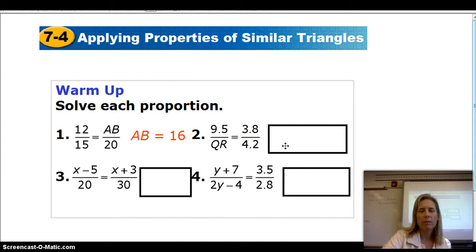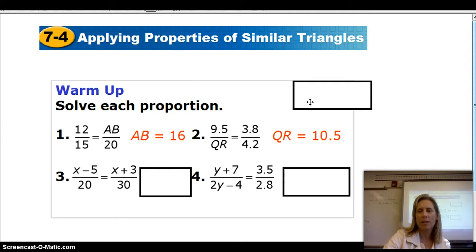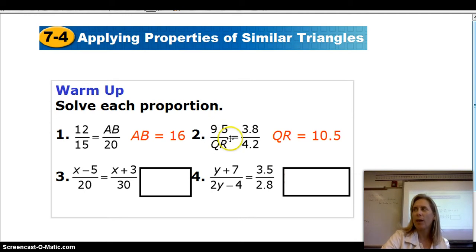And what did you get, Blake? I got 10.2. It should be 10.5. Did anyone get 10.5? Oh, I got 105. That's because you blew up the 9.5, but you've got to shrink it back down.